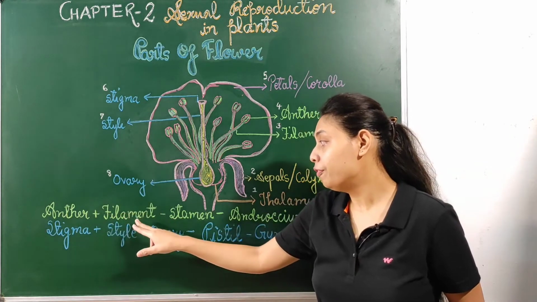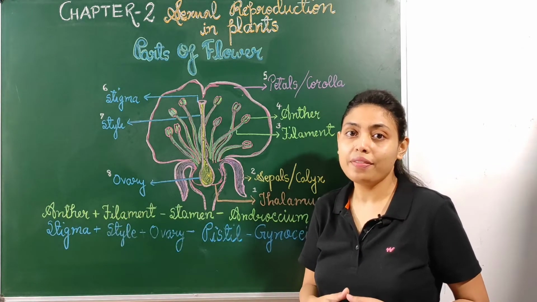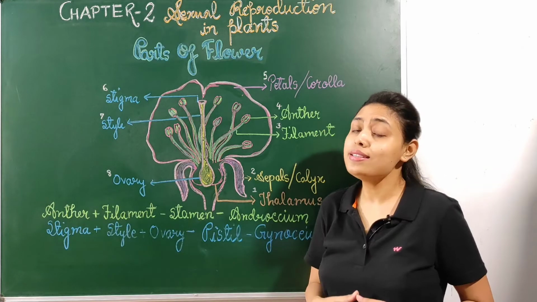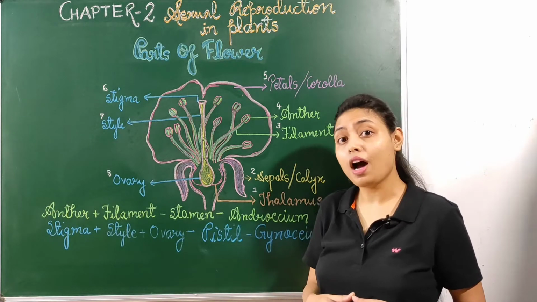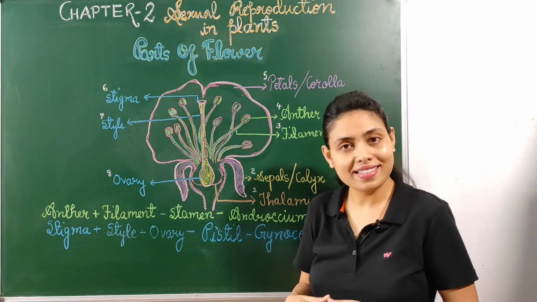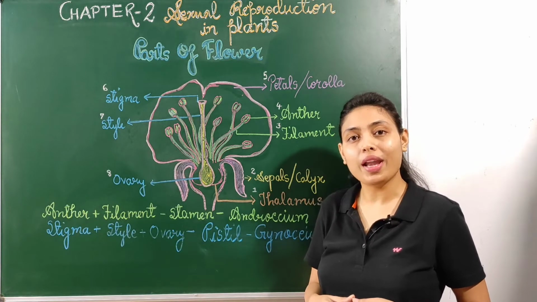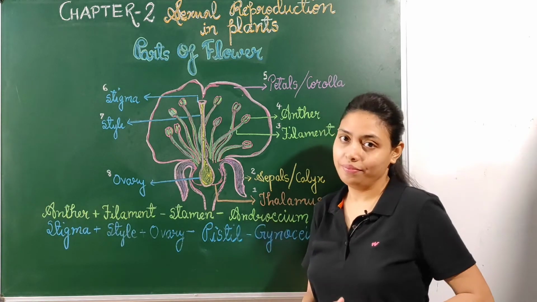Anther and filament together make stamen. Now what is stamen? The male reproductive part of a flower is known as stamen. It is also known as androecium.